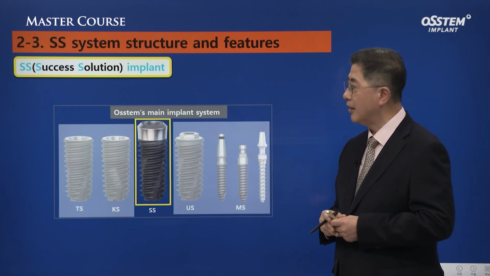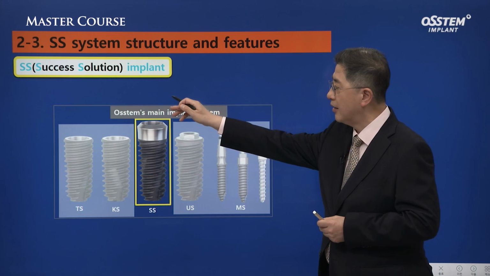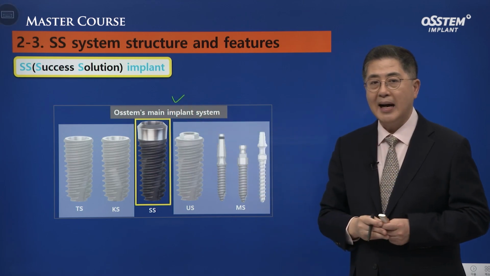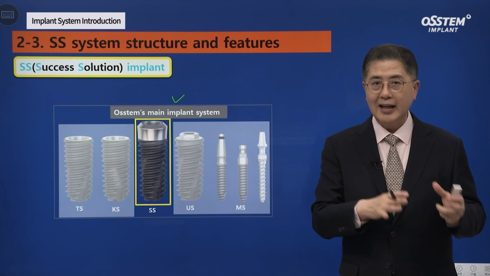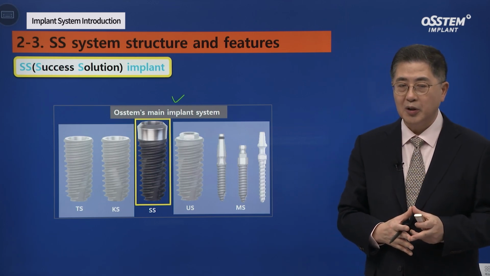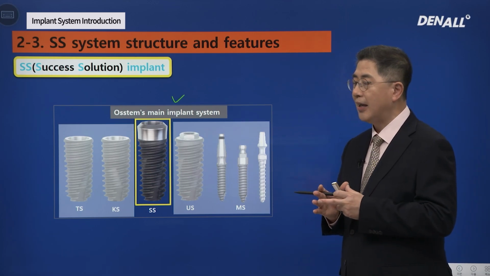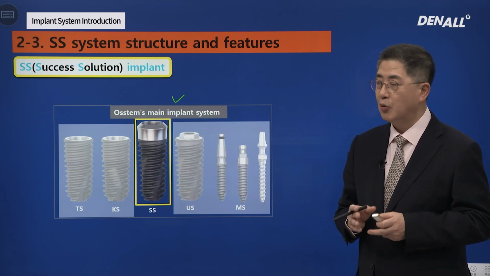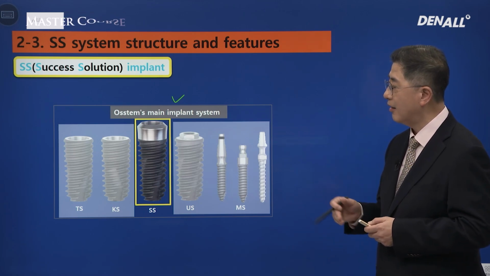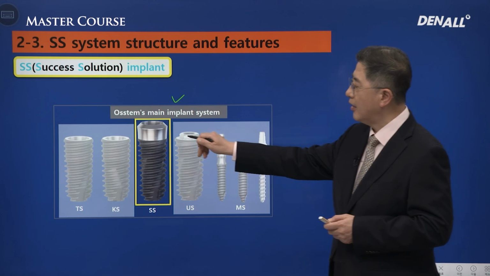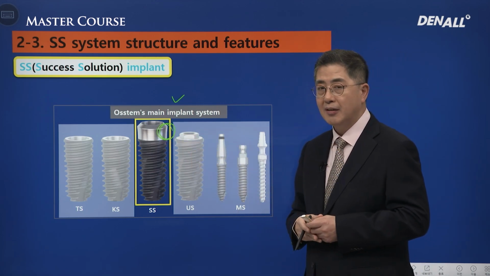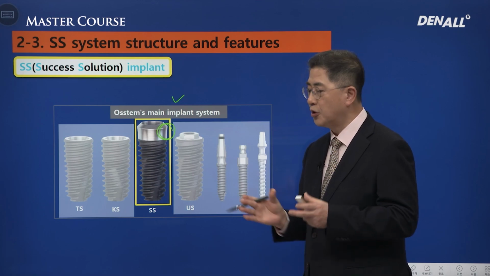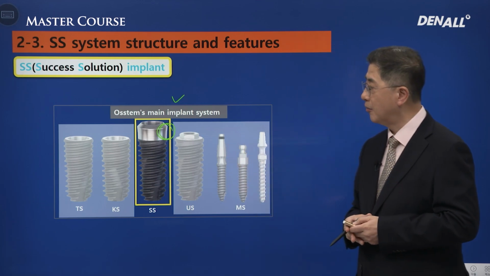Next is SS implant. Personally, I have mixed feelings about it. I used to use it very frequently, but as I started to use one-guide surgery, I came to use it less. But I still believe that SS implant has the strongest connection. The problem is that it has a machined surface in the neck area. So it's unfavorable to use in areas where aesthetic quality is important, and it's quite inconvenient compared with TS in terms of handling prosthetic components.